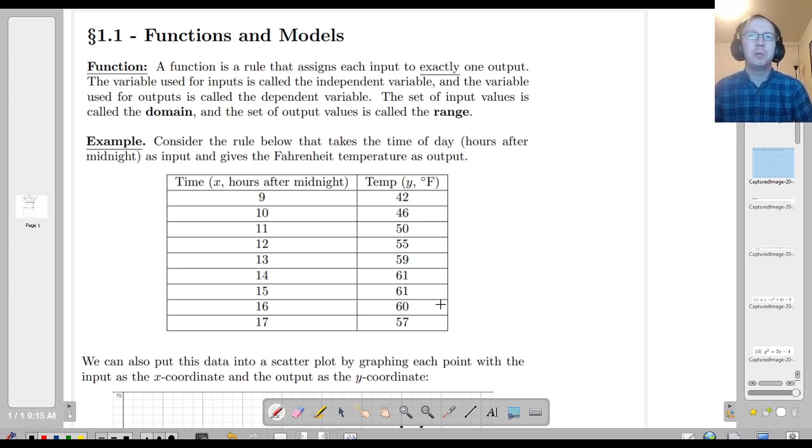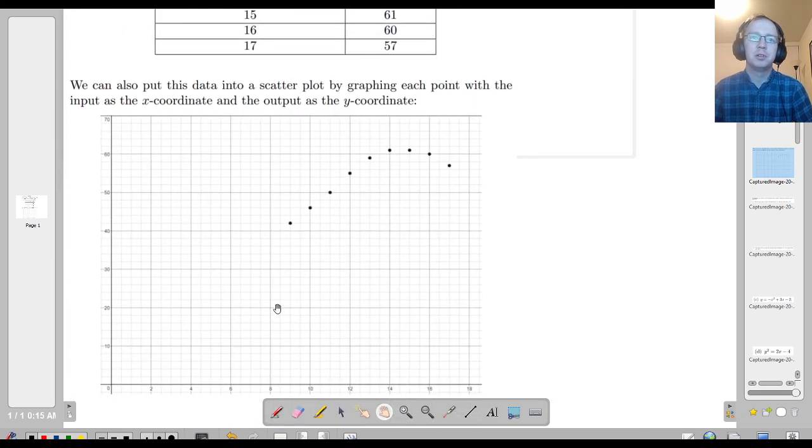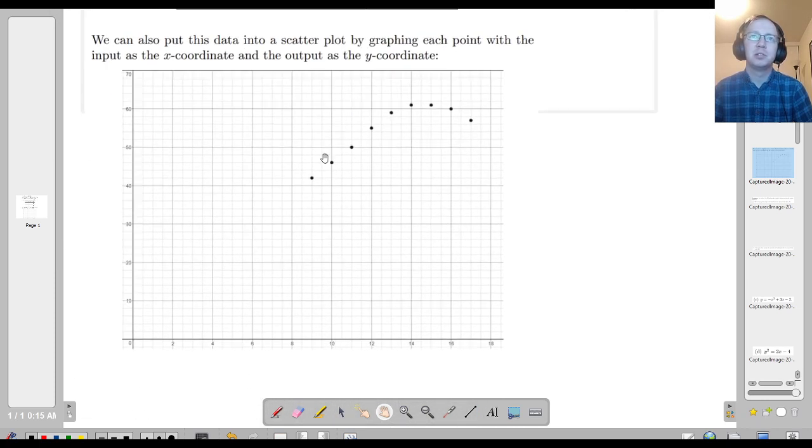Now another way we could look at this function is I could just take each of these points and put them on a scatter plot. So we've got the x-coordinate and the y-coordinate. So for example, 9, 42 right there. Or I could take 10, 46, so 10, 46. And if I plot each of those on a scatter plot, that's another way of looking at that same function. Okay, so this is just another visualization of that same function.